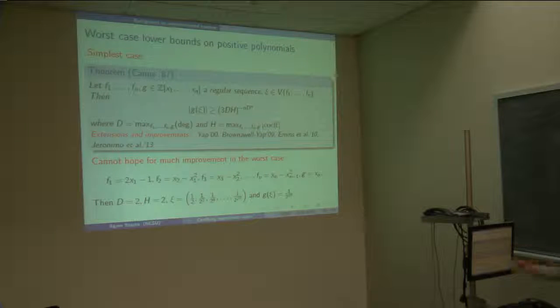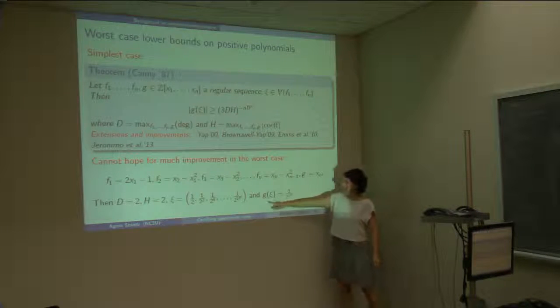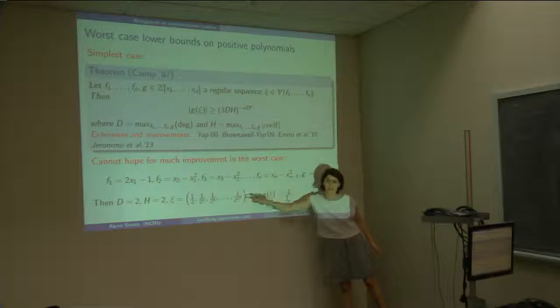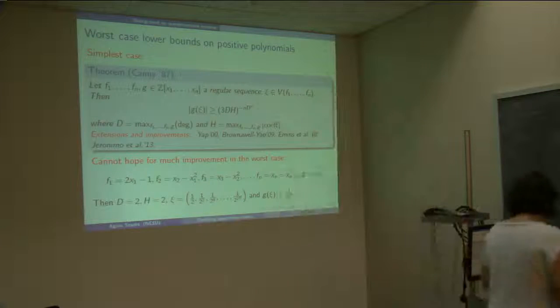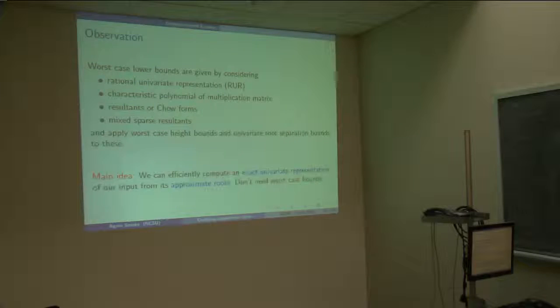And here, so this is such a system, and basically the last coordinate here is double exponentially small. So in these lower bounds, you cannot really expect better because they should work for every system.